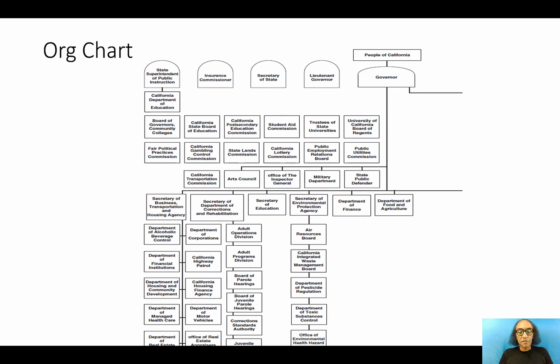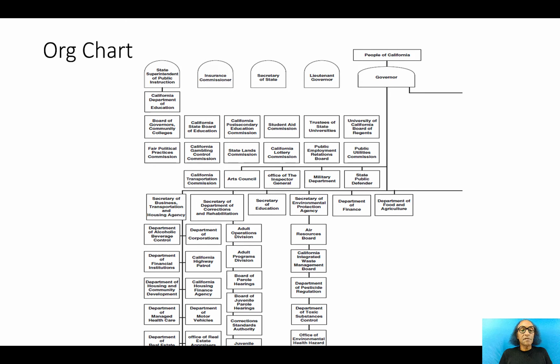Here you can see the organizational chart of the state government. As you can see at the very top, you see those independent executive offices. To the far left is the state superintendent of public instruction, followed by the insurance commissioner, secretary of state, lieutenant governor. And then to the far right, you have the governor, of course, elected, ultimately accountable to the people or the voters of California. You can see the executive offices are separate islands unto themselves. They're not connected to the governor's office, but they stand on their own and they have their own constitutional mandates.